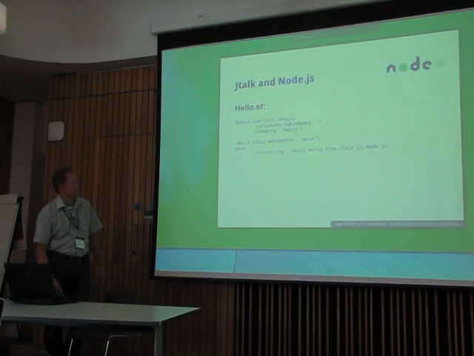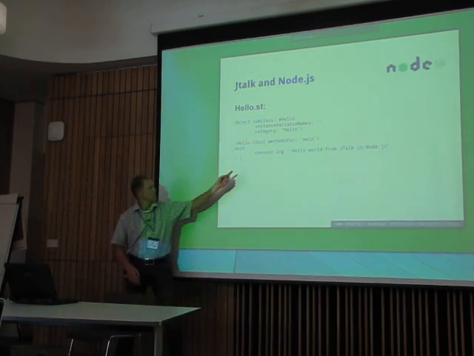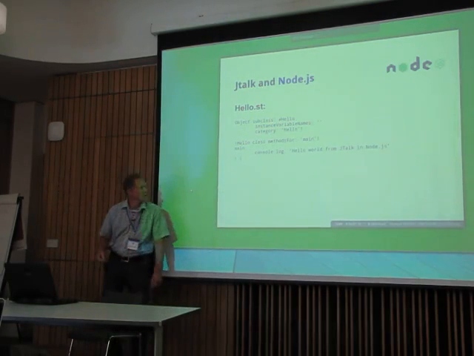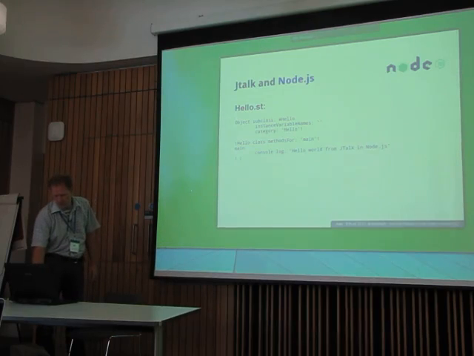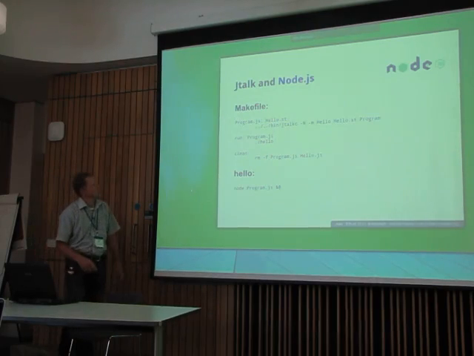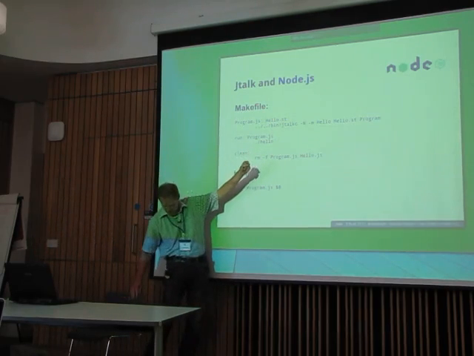So, trivial example, this is hello.st. I'm not going to explain it. You see the console log, just like Nicholas explained, right? So it's a class-side method called main. Trivial. Then I wrote a little makefile that uses the Jtalk C shell script.